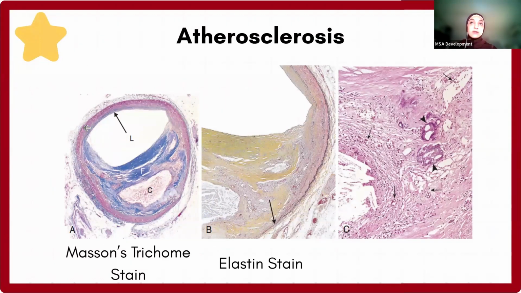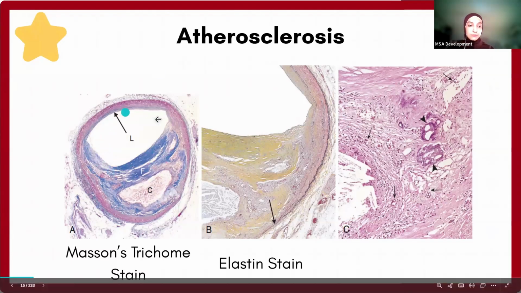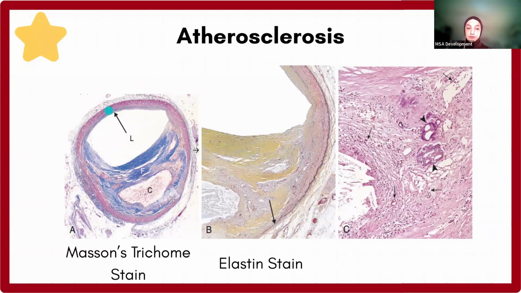Now, when we look at it under a microscope, we have the Masson's trichrome stain, and we have the elastin stain, and we have the Hematoxylin and eosin stain. Okay, so under Masson's trichrome, the main thing that it shows us whenever we do this technique is fibrosis. Okay, so if there's blue, that means there's collagen. That means there's fibrosis. Okay, and yeah, okay. So this is essentially what we're seeing in this picture.